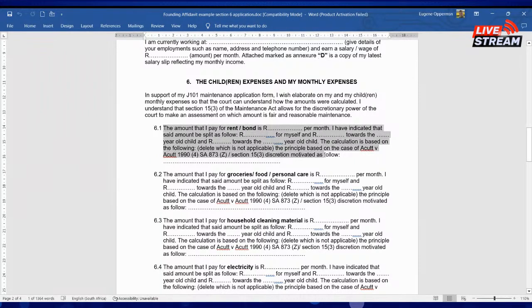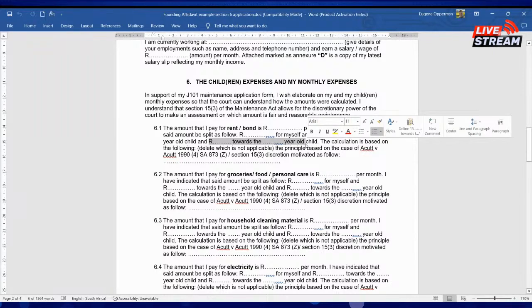Let's come to the amount. Let's just go through the first one. Now, these are all the same. You can simply copy and paste these as it runs through, as you mention it in your application form or your supplementary Excel spreadsheet. The amount that I pay, you state this under oath, to say that the amount that I pay for the bond or rent is so much per month. I've indicated that said amount must be split as follows: so much towards myself and so much towards the 6-year-old, or whatever the child, and so much to the other child. If you only have one child, you delete that portion.